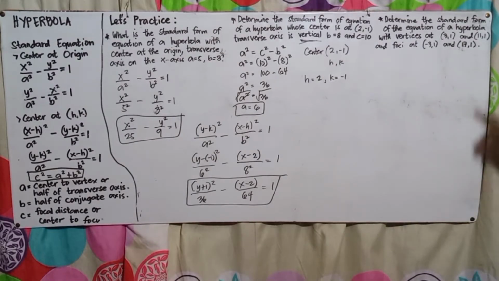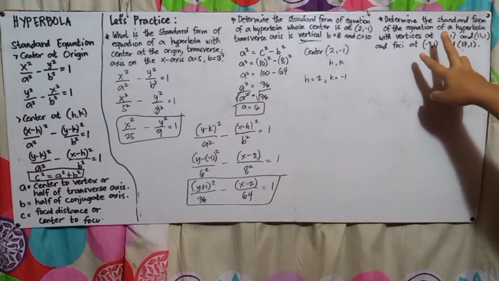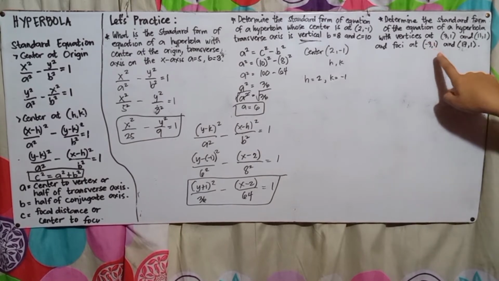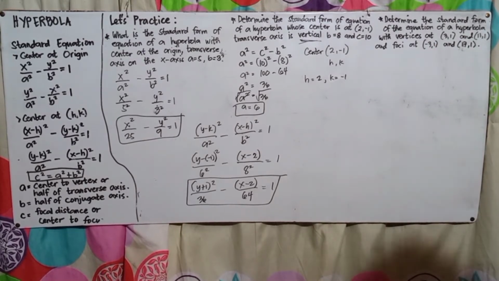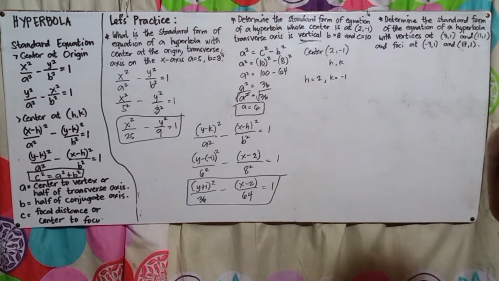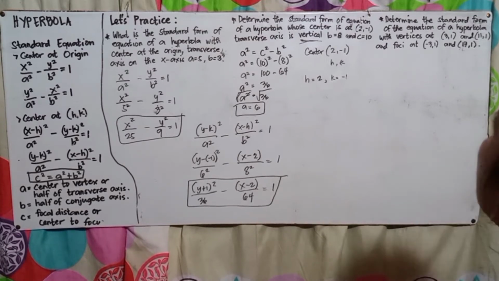Determine the standard form of the equation of a hyperbola with vertices at (3, 1) and (11, 1) and foci at (-3, 1) and (17, 1). So, since we are given the foci and the vertices, let us plot them on our graph before we compute.